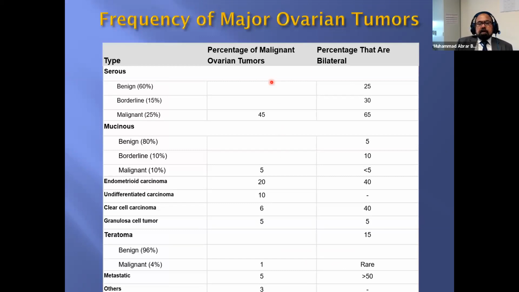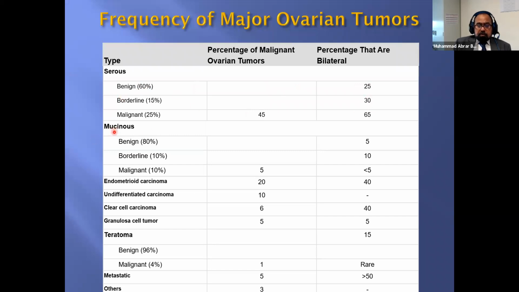Now, if you see about the malignant potential and bilaterality, serous type tumors show the majority of malignancy, 45%. 60% are benign, 15% borderline, 25% are malignant. So this 25% becomes 45% of all these tumors, right? And as far as bilaterality is concerned, the serous tumor, if they are bilateral, they are supposed to be malignant, because for the benign tumor, only 25% are bilateral, or borderline, 30%.